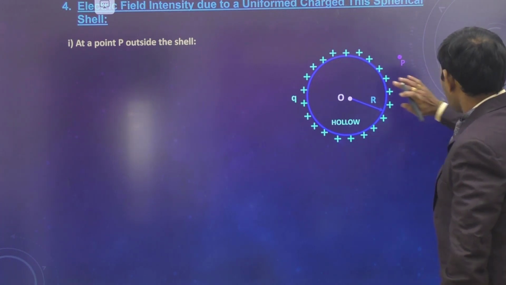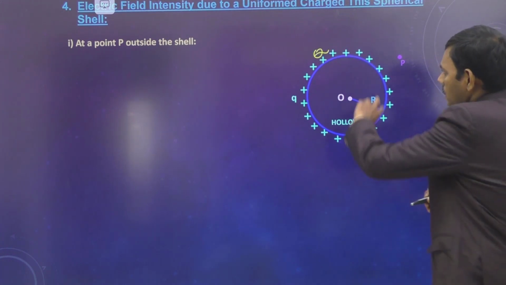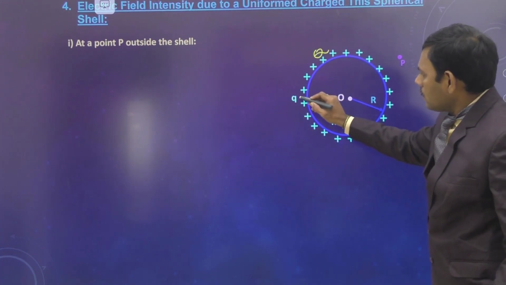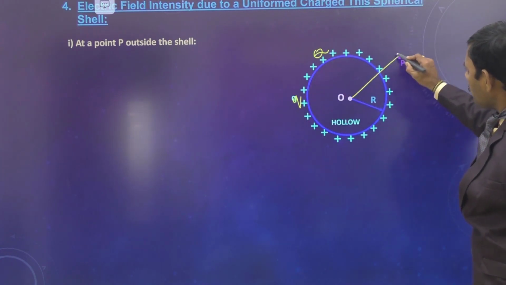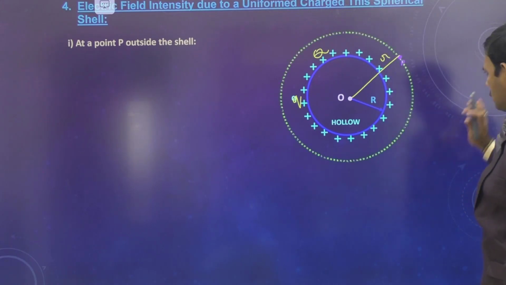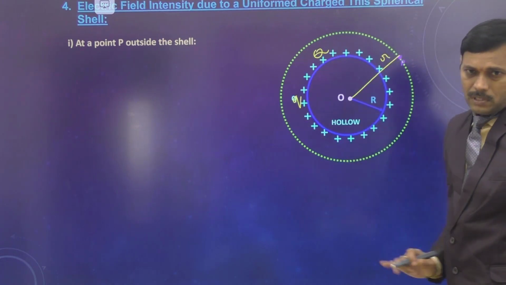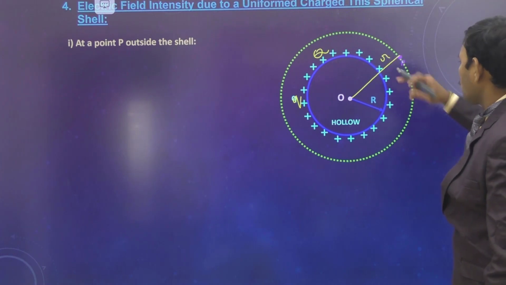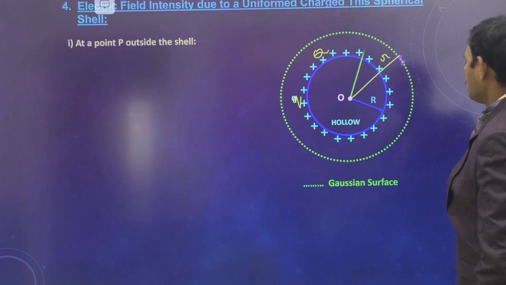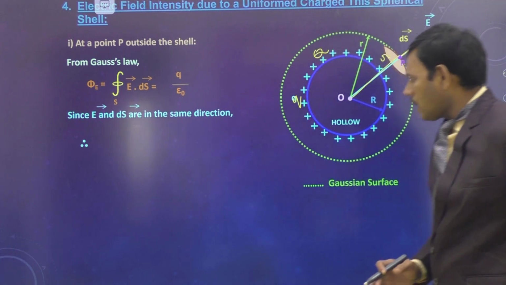Let P be any point outside, and let Q be the charge present on the surface of the sphere, distributed uniformly. Here it is already written as small q. P is any arbitrary point at distance small r. So to find the electric field at that point, we consider a Gaussian surface, a closed sphere of radius small r around the given charge, and by using Gauss law we calculate: integral E bar dot ds bar is equal to q by epsilon naught is the equation.